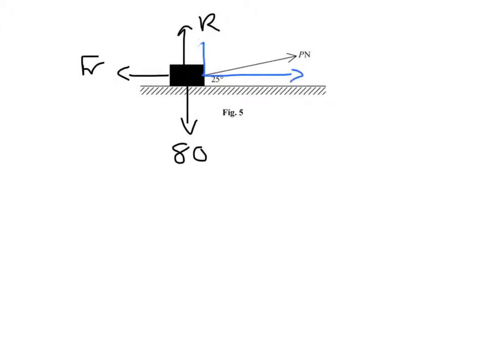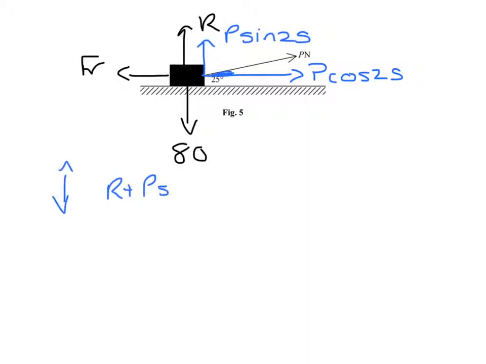The P is going to work in two components. Because this is adjacent, we'll have P cos 25, which means that acting up we will have P sine 25. So if we consider the vertical forces, R plus P sine 25 has to equal 80. So R is 80 minus P sine 25.